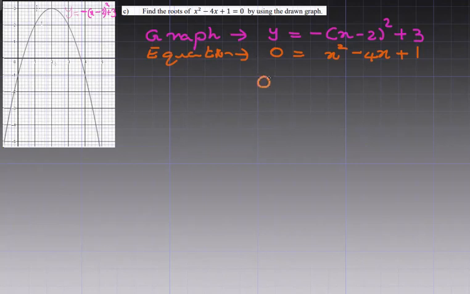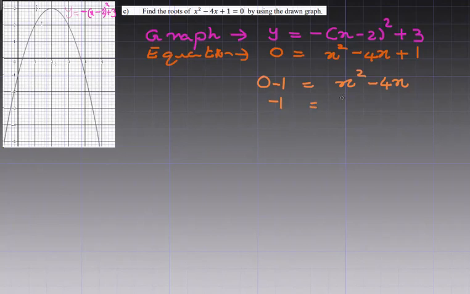So 0 equals x squared minus 4x plus 1. What's the first thing we have to do? We have to put the plus 1 to the other side. So when the plus 1 goes to the other side, what does it become? Minus 1. So now it is 0 minus 1. That is minus 1 equals x squared minus 4x.